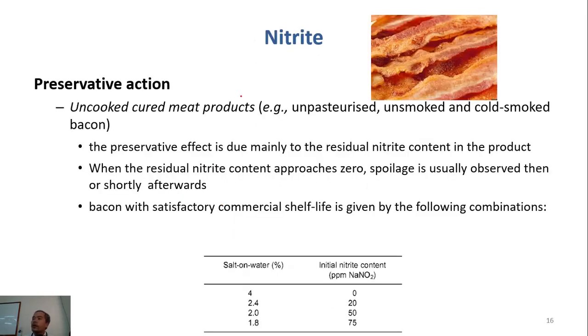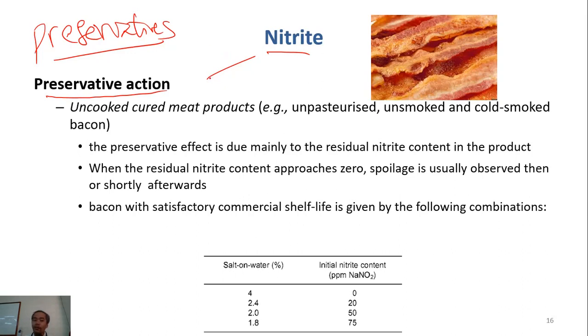Okay, we already discussed the main roles, the main functions of nitrite, and now we're going to discuss some more detail about the preservative action of nitrite. Preservative, what is preservative? In Vietnamese, it means chất bảo quản. Preservative means an additive that functions to reduce the growth of microorganisms or to reduce oxidation, meaning to improve oxidative stability. If the additive does this job, we call it a preservative. Preservative action means either reducing the growth of microorganisms or reducing oxidation. The preservative effect is due mainly to the residual nitrite content in the products.